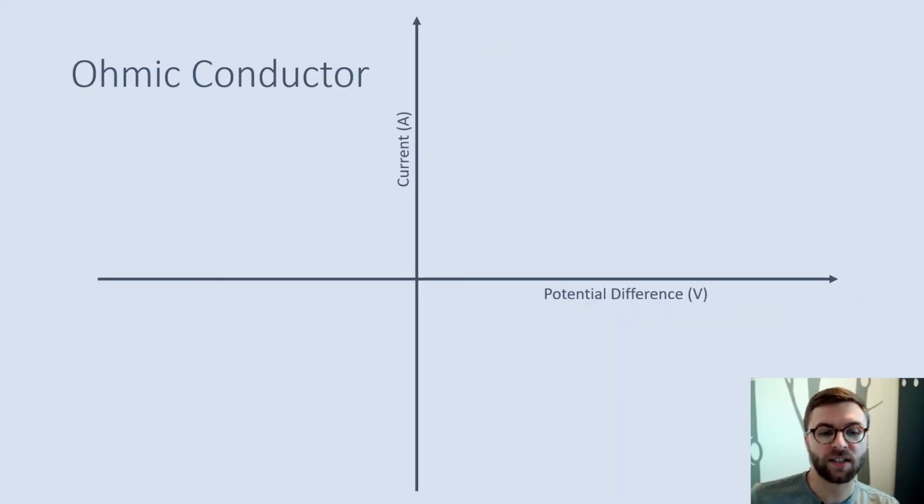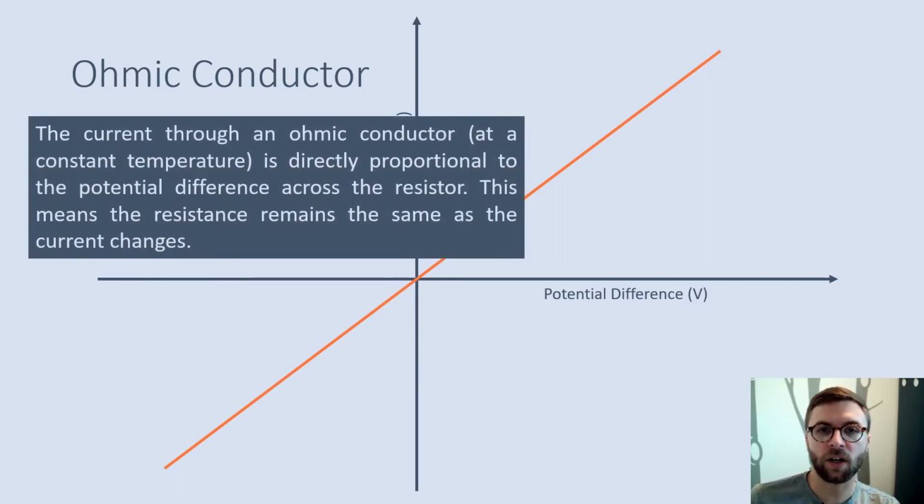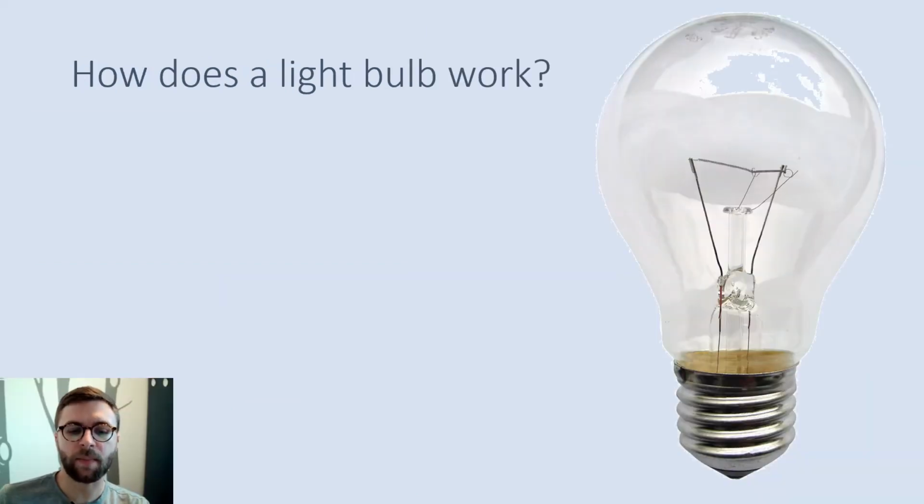Firstly, we have a fixed resistor. A fixed resistor is also called an ohmic conductor. In these components, the current and the potential difference are directly proportional. So the graph will look like this, a straight line passing through the origin. This is only true if they're held at a constant temperature. Because current and potential difference are directly proportional, this means that the resistance will stay the same as the current changes.